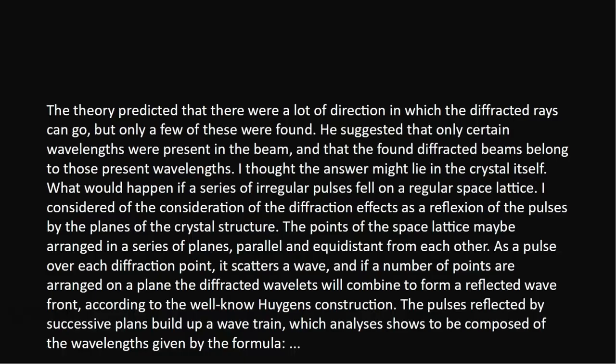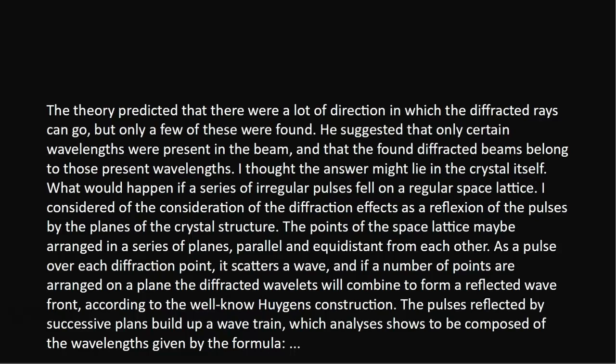What would happen if a series of irregular pulses fell on a regular space lattice? I considered, this is Bragg of course, the diffraction effects as a reflection of the pulses by the planes of the crystal structure. The points of the space lattice may be arranged in a series of planes, parallel and equidistant from each other. As a pulse passes over each diffraction point, it scatters a wave, and if a number of points are arranged on a plane, the diffracted wavelets will combine to form a reflected wavefront, according to the well-known Huygens construction.